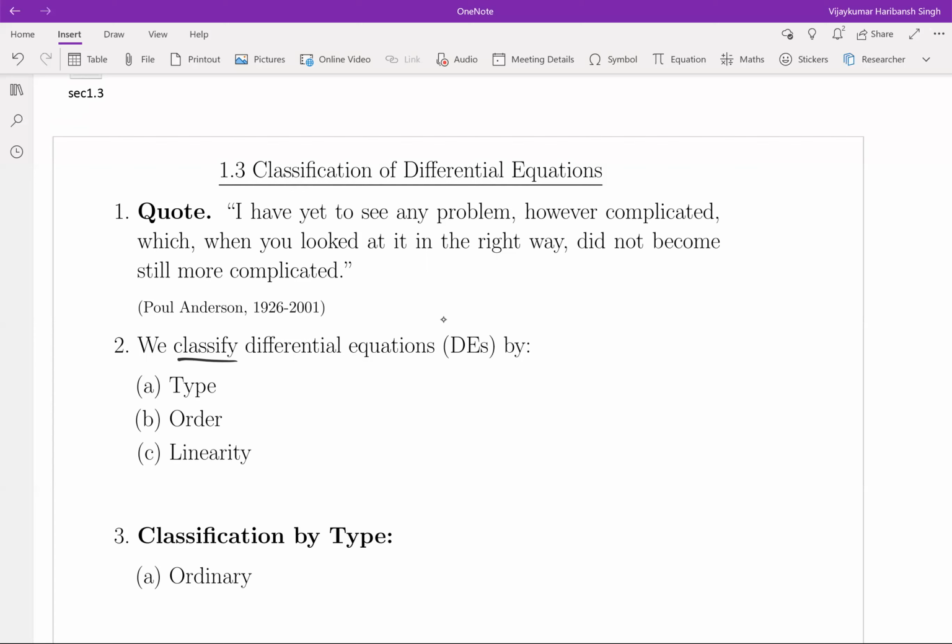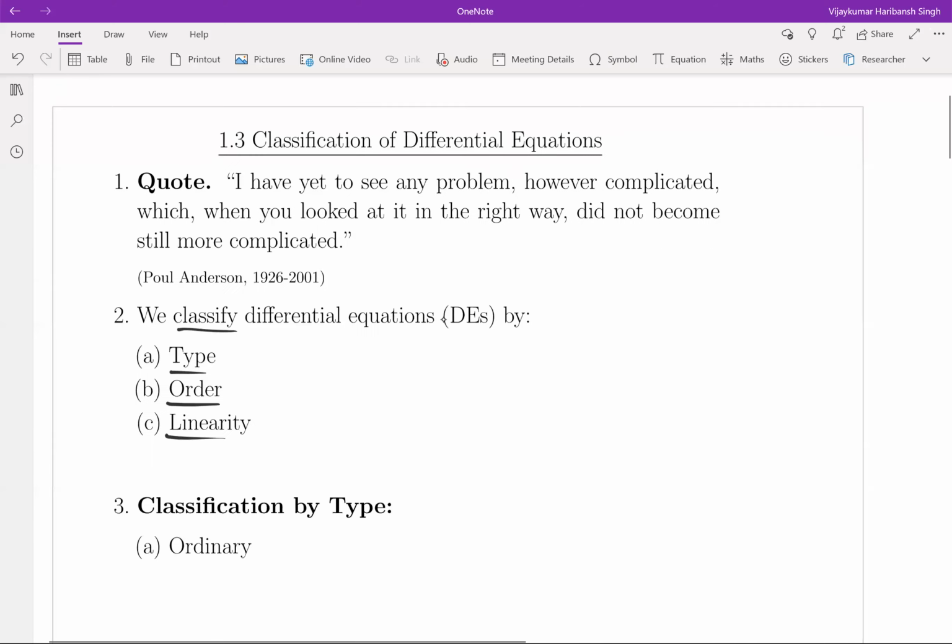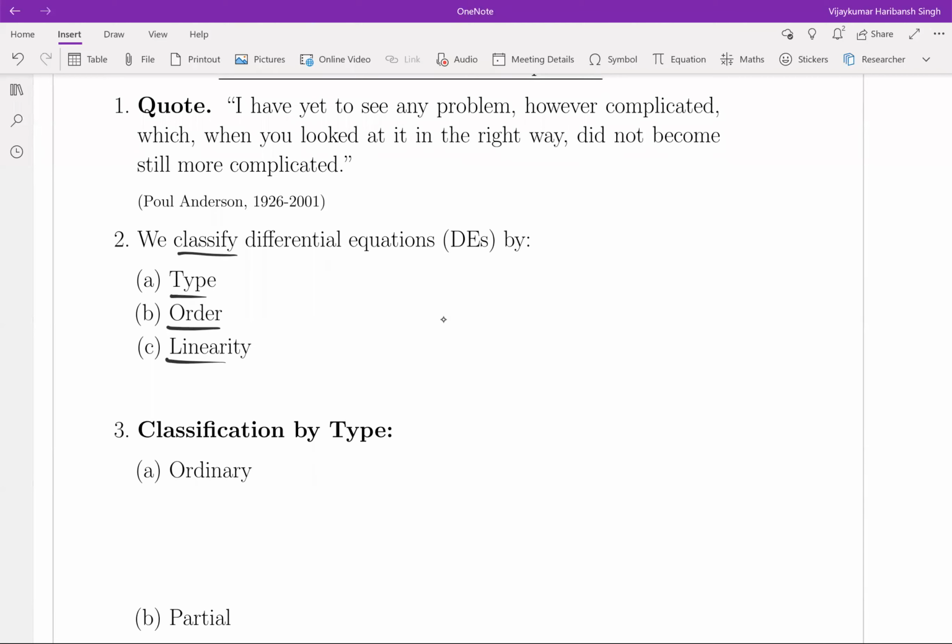Now, what are these different, quote unquote, kinds of differential equations? We'll classify them based on three things. One is the type, order, and linearity. Okay, so let's investigate what these words mean, and what we get out of that. So what is an ordinary differential equation? Most of our course, actually almost everything in our course, is related to ordinary differential equations.